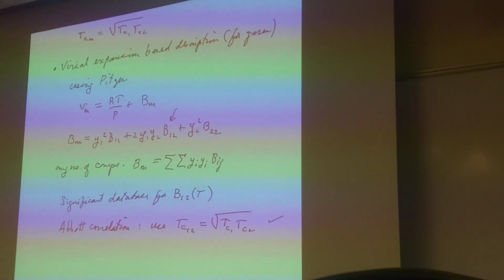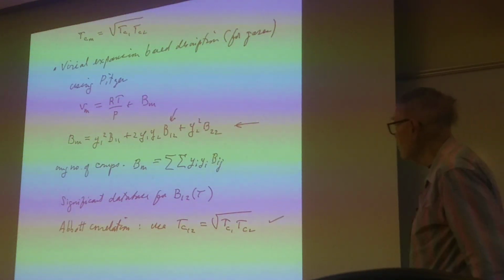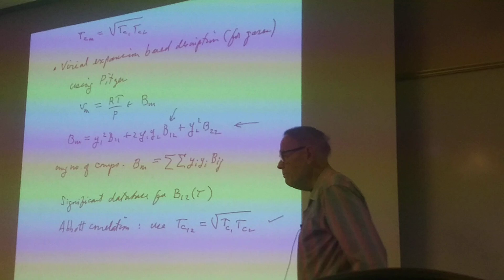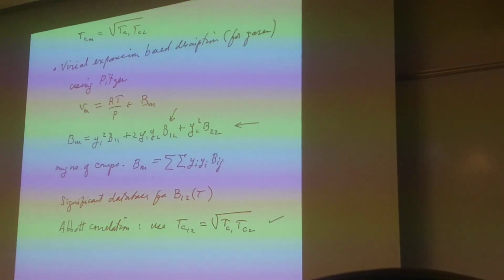Once we have that and the pure component coefficients, we can go back, plug them in to get the relevant virial coefficient for the mixture. Yeah. In the summation, is that YI, YJ? Yeah, YJ. Okay. Is this virial better than Peng-Robinson in this context?